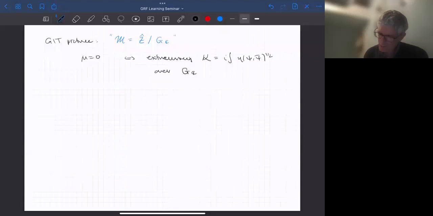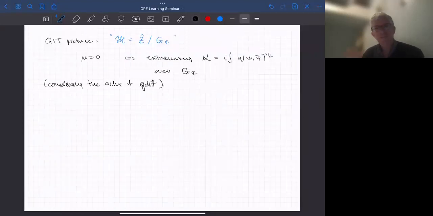Now really complexifying the gauge group is complicated because it's diffeomorphism, but maybe it's better to think about complexifying the Lie algebra. So you probably really want to complexify the action of GDiff. That has some action by vectors, and there's a complex structure, so you can just multiply by the complex structure.